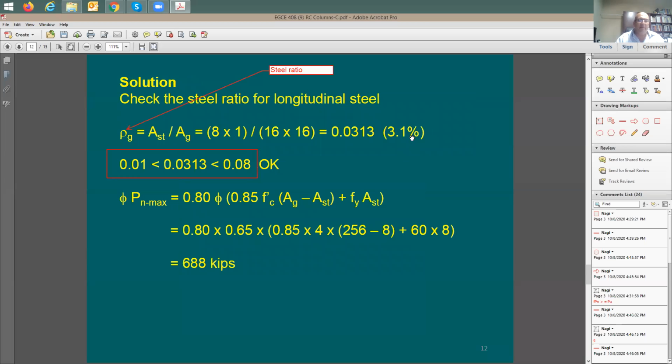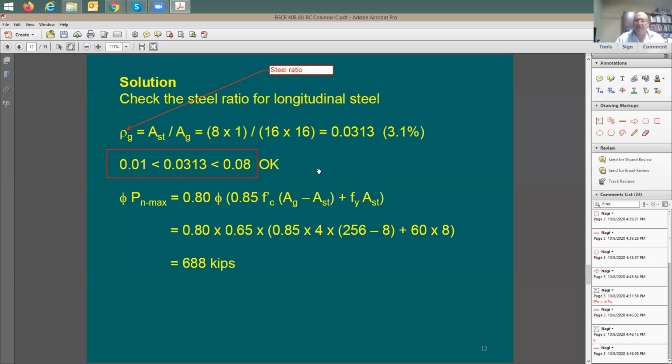How about the axial column capacity? Let's say axial column capacity. I guess I need to use this equation from the code. This is a tied column. This is a non-spiral column. Just copy this equation again from the code. 0.8 is just a constant. This is to account for small eccentricity.